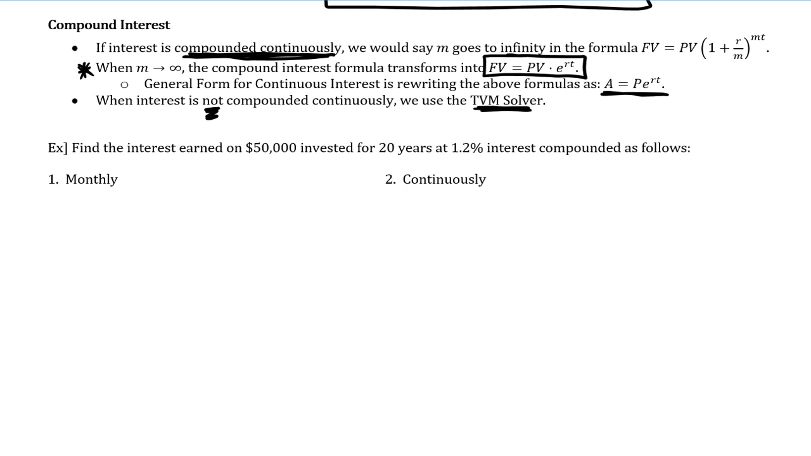Let me underline some of these. So find the interest earned. That's going to be part of the future value. What we really will need is the future value, but we'll come back to the interest on this $50,000. So that is the present value. The time is 20 years. And it's compounded at 1.2% either monthly or continuously. This one is kind of review-ish.